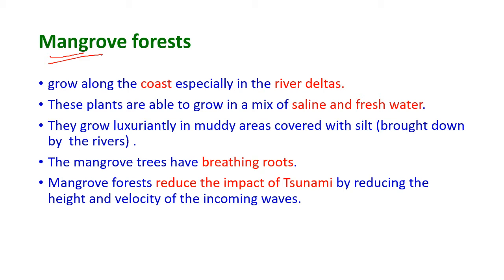So these mangrove forests grow along the coastal regions, especially in the river deltas. These plants are able to grow in a mixture of saline and fresh water. They grow luxuriantly in the muddy areas covered with the silt that was brought down by the rivers to that place. And the mangrove trees have breathing roots. Since the roots will be immersed in the saline water, in order to breathe, they produce the breathing roots which will come above the water level. And then the mangrove forest reduces the impact of tsunami by reducing the height and velocity of the incoming waves.